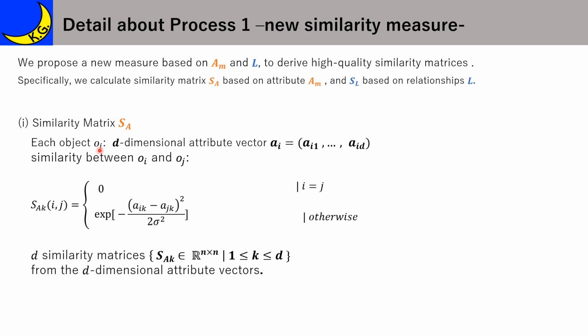Each object OI in ANs has d-dimensional attribute vectors AI. Then we calculate similarity between the ith object OI and the jth object OJ by using a Gaussian kernel. We derive d similarity matrices SA1 to SAD from the d-dimensional attribute vectors AI.